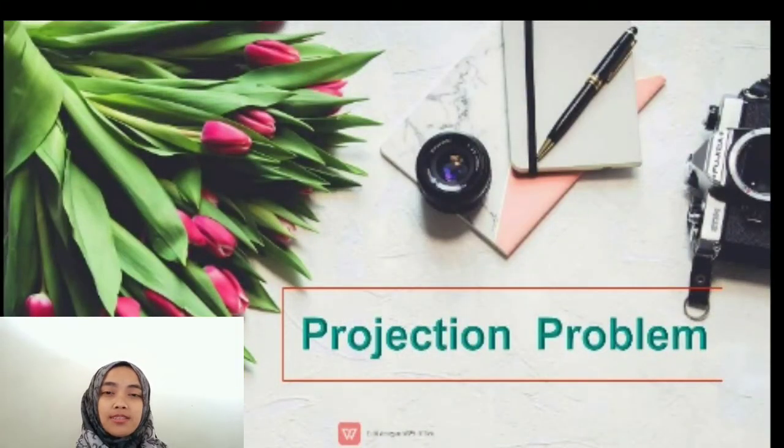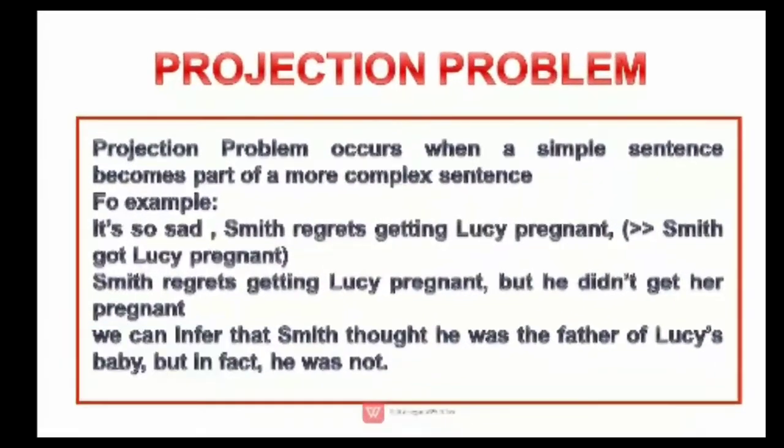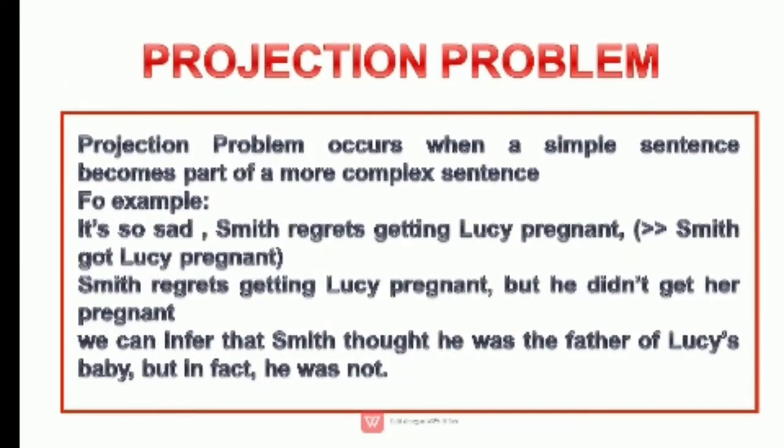Well, everyone, now we are presenting about the projection problem. The projection problem always happens in our daily communication. The projection problem occurs when a simple sentence becomes part of a more complex sentence. Let's take a look at one example right here. It's so sad. Smith regrets getting Lucy pregnant. We can presuppose that Smith got Lucy pregnant.